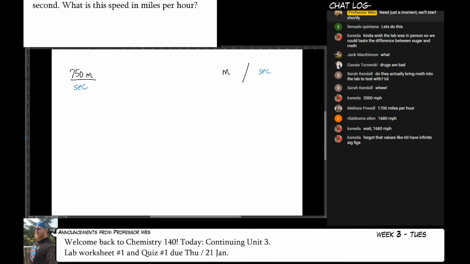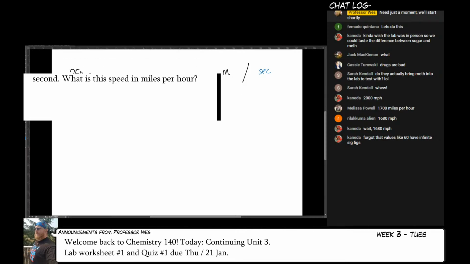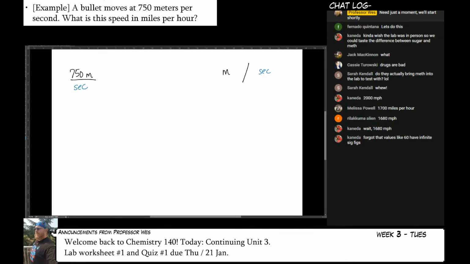We're going to set it up just like we did. First of all, I got to capture the whole problem. You'll notice that I've sort of color-coded this. I'm going to have all the length units be in black, and I'm going to have all the time units be in blue. Because what I want to do is convert from meters per second to miles per hour.